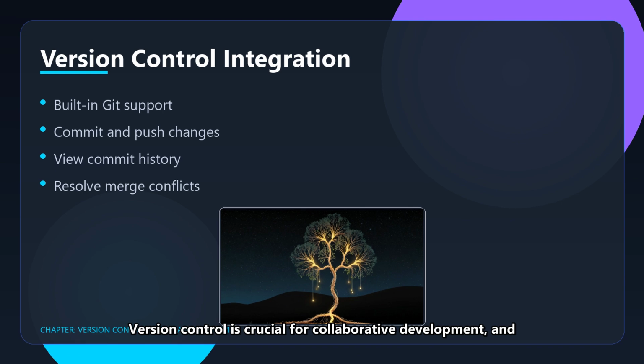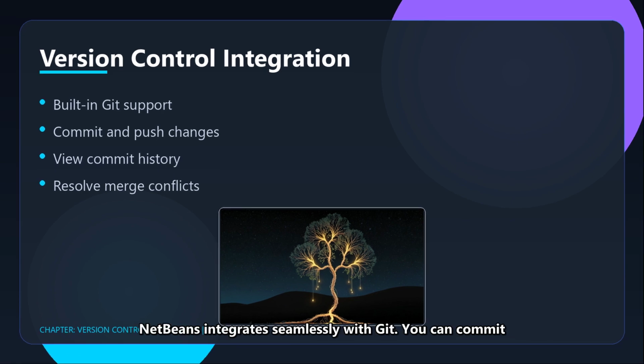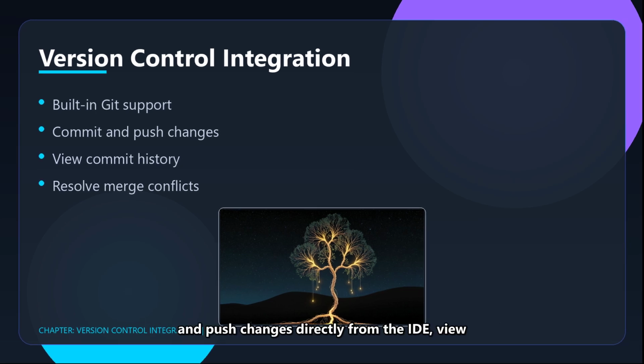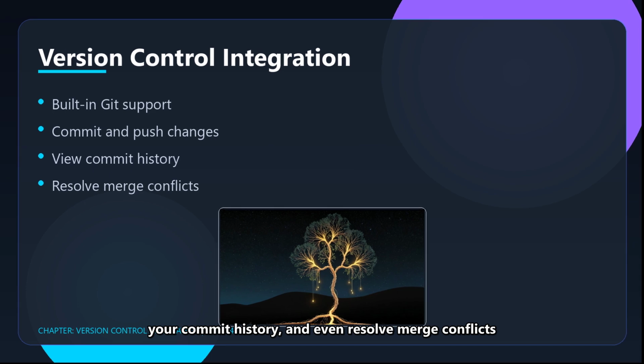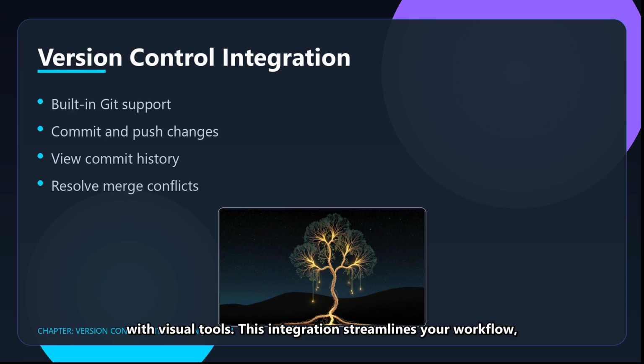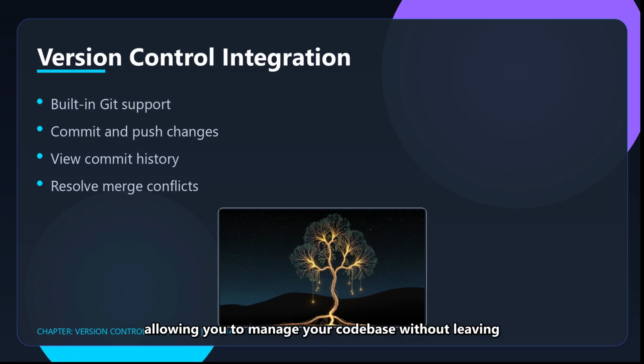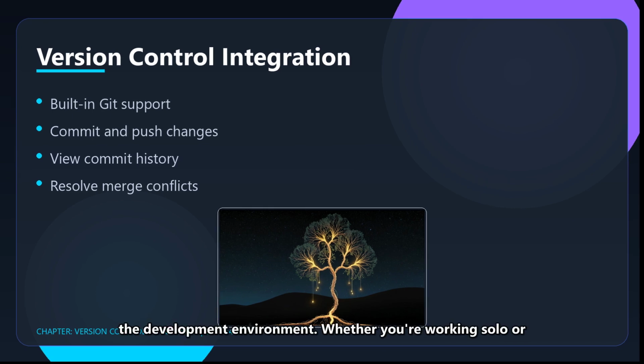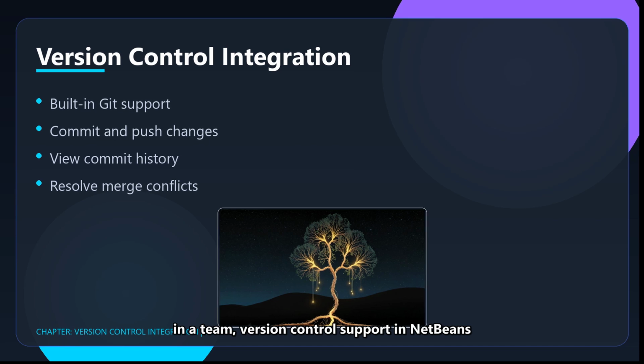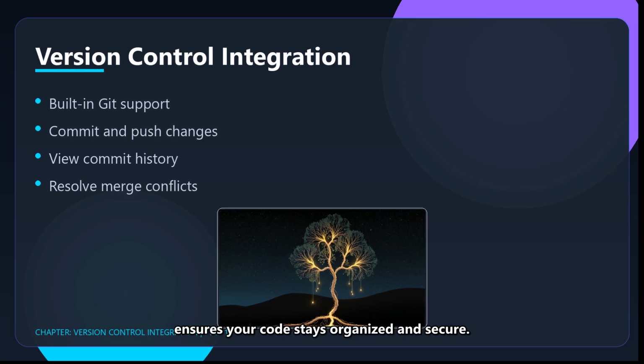Version control is crucial for collaborative development, and NetBeans integrates seamlessly with Git. You can commit and push changes directly from the IDE, view your commit history, and even resolve merge conflicts with visual tools. This integration streamlines your workflow, allowing you to manage your codebase without leaving the development environment. Whether you're working solo or in a team, version control support in NetBeans ensures your code stays organized and secure.